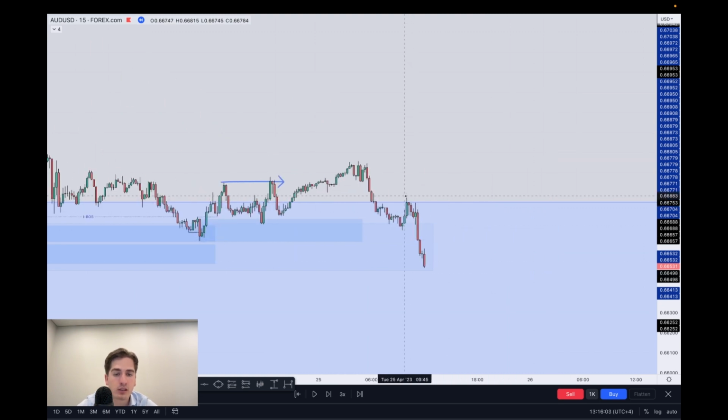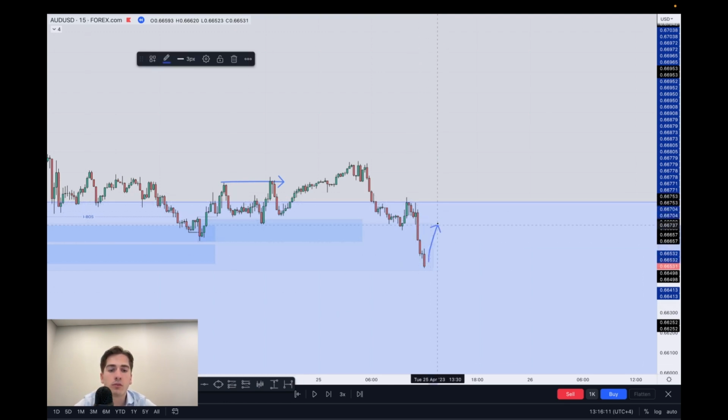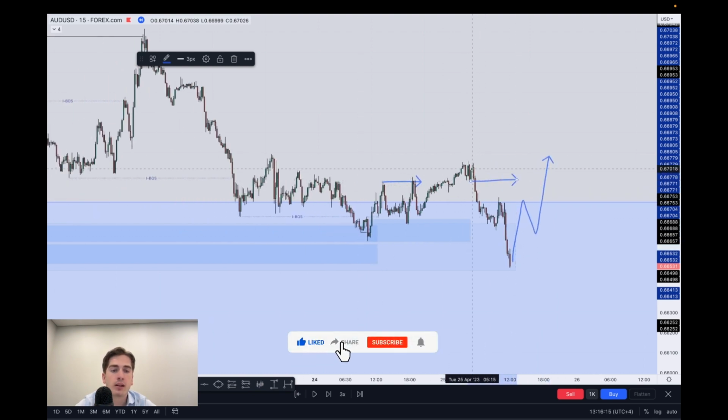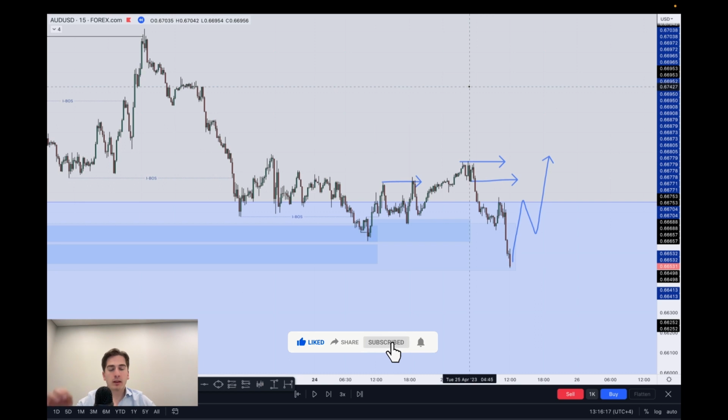Also, for a change of character, you need to take out this high over here, or this high. So that could see the majority of the move already be taken. But it is a potential trade that you could take back up towards this area of supply. But yeah, that was pretty much the trade that I took.